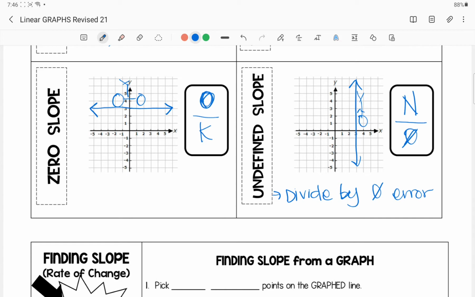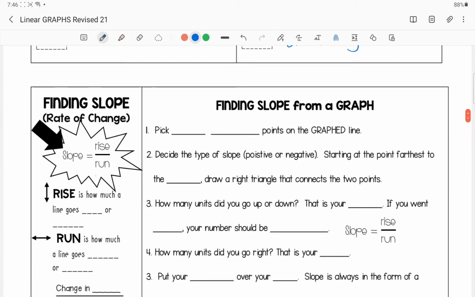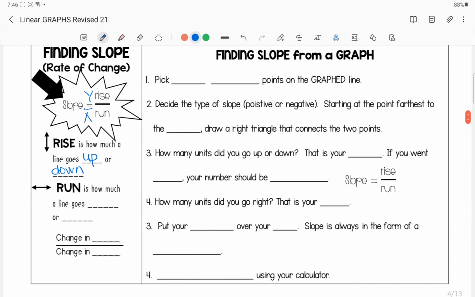All right. So that's the first part, is the type of slope. Is it a positive slope, a negative slope, a zero slope, or an undefined slope? What we really want to be able to do is find the rate of change, or find the slope of the line. So our slope is our rise over run, which means our y over our x. Our rise is how much a line goes up or down, because our rise, y's on top, rise and y's, they sound alike. Where run is on bottom. And so run is how much the line goes left or right. So change in y over change in x.